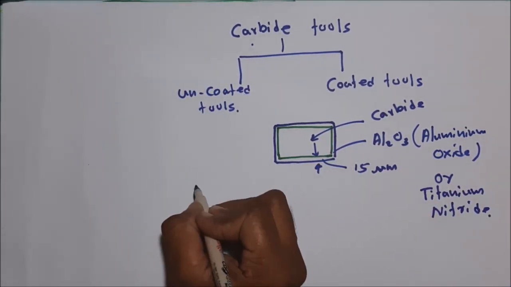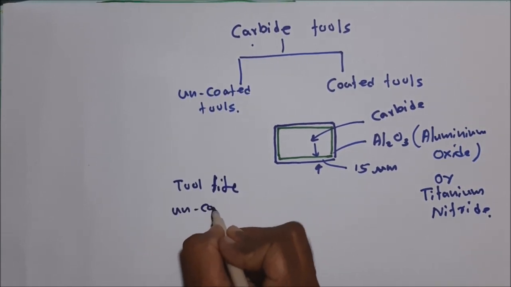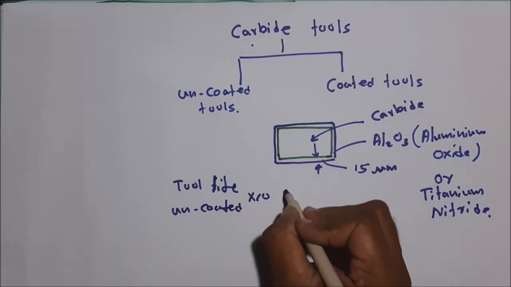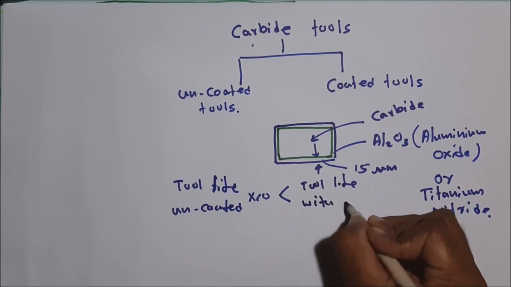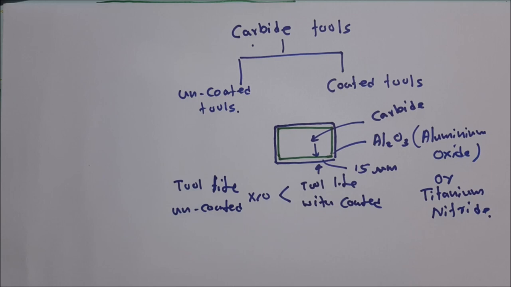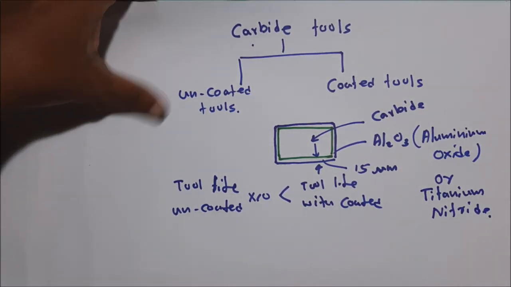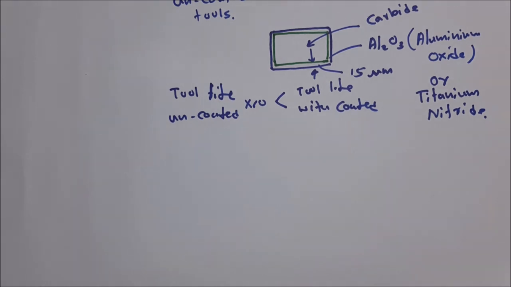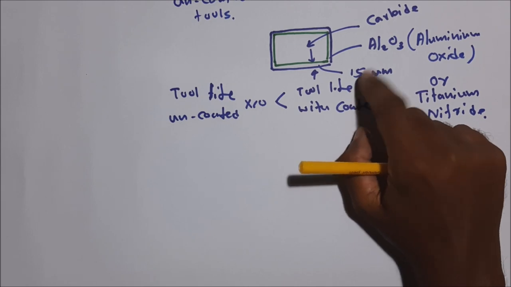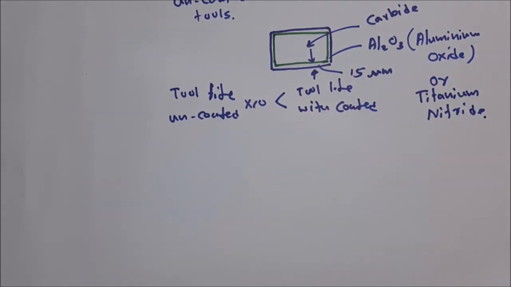Okay, that means the tool life of coated carbide tools is more than 10 times that of uncoated carbide. So you can see the coated carbide tools can give more than 10 times the tool life compared to the uncoated carbide. So the coating is very important. Aluminium oxide or titanium nitride coating with around 15 micrometer; mostly less than 50 micrometer layer is used.